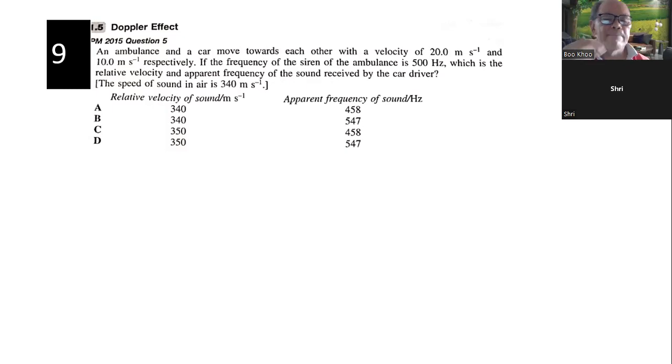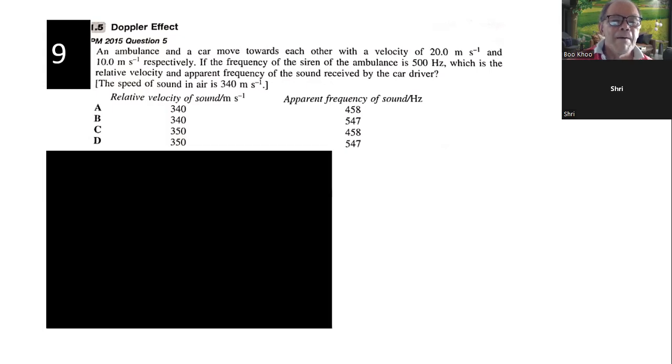The answer is donkey. What? Okay, how do I calculate? Calculate the relative velocity first. How to calculate relative velocity? Speed of sound plus the velocity of the car.